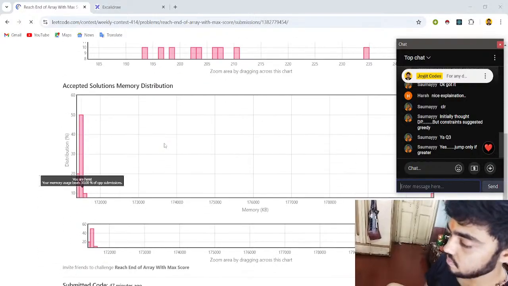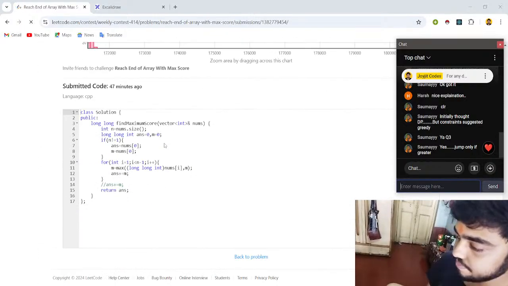Okay, so check this out. Very simple code. The code is very simple.